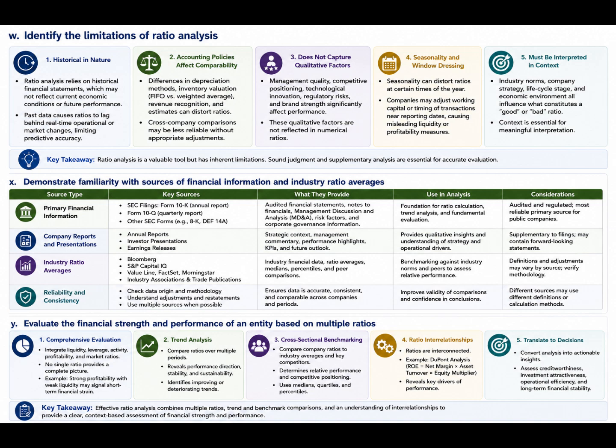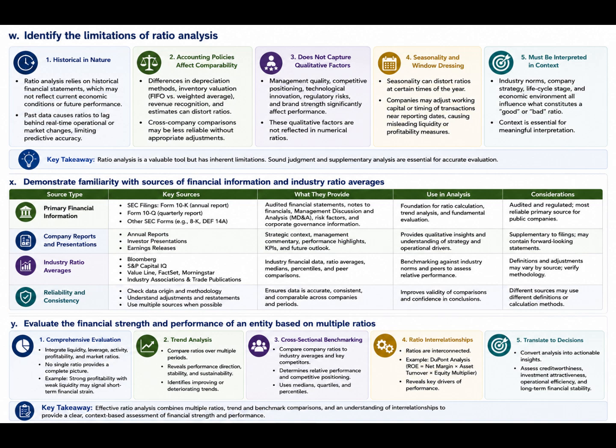X. Demonstrate familiarity with sources of financial information and industry ratio averages. Primary financial information for public companies comes from audited financial statements and regulatory filings. In the United States, these include Form 10-K Annual Report, Form 10-Q Quarterly Report, and other filings submitted to the SEC. These reports provide detailed financial statements, notes, and management discussion and analysis (MD&A). Company annual reports and investor presentations provide strategic context. They supplement formal filings with management commentary, performance highlights, and future outlook.